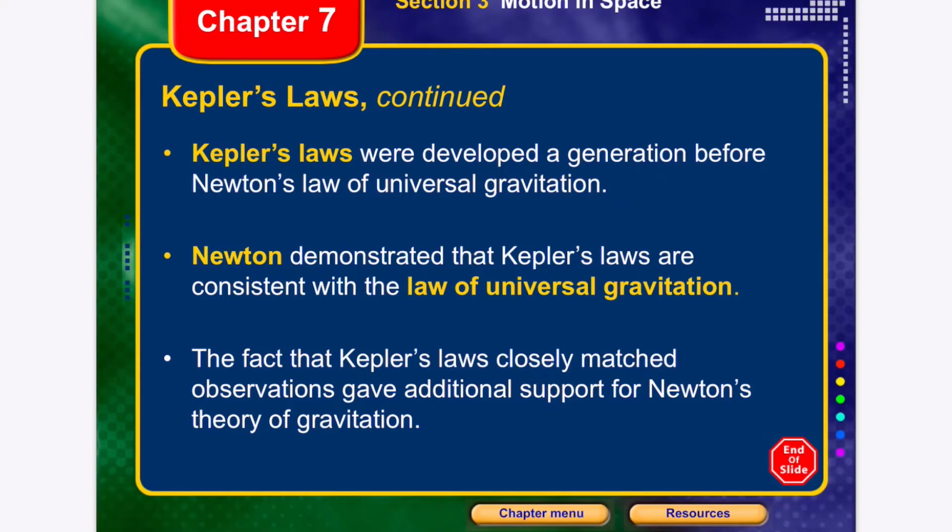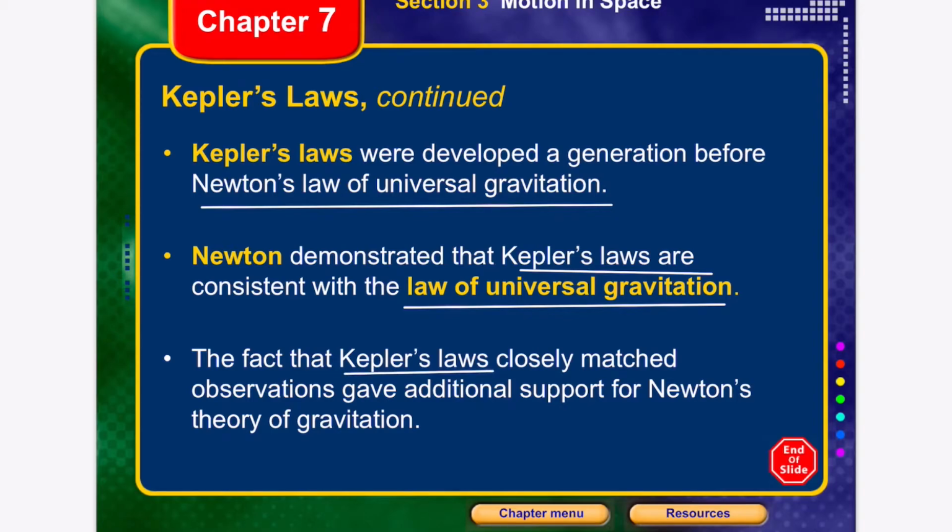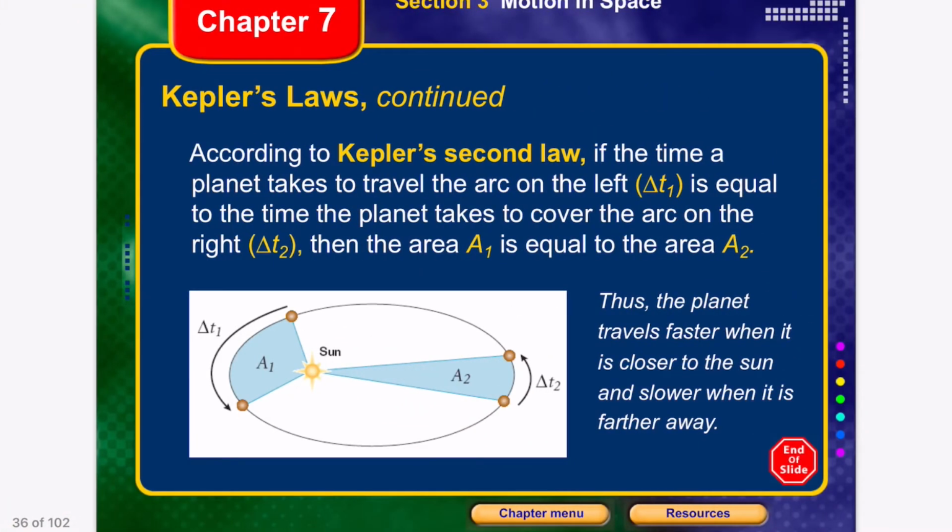So Kepler's laws were developed a generation before Newton's law of universal gravitation. And Newton demonstrated that Kepler's laws are consistent with the law of gravitation, and the fact that Kepler's laws closely match the observations gave additional support for Newton's theory of gravitation. So let's start with Kepler's second law.